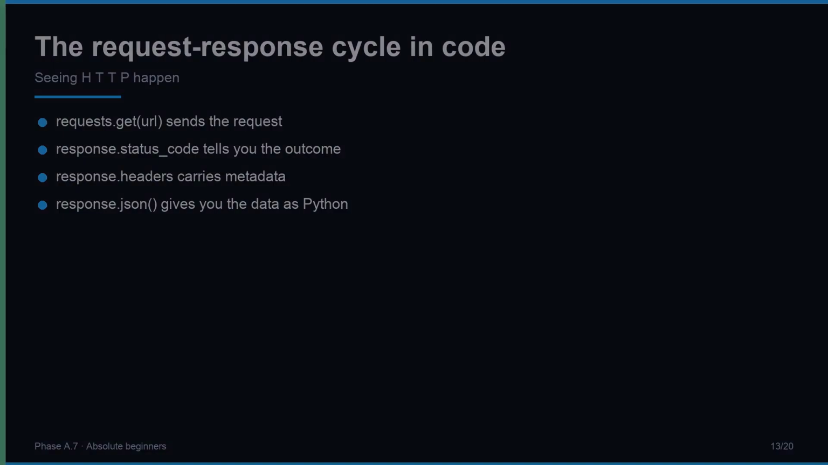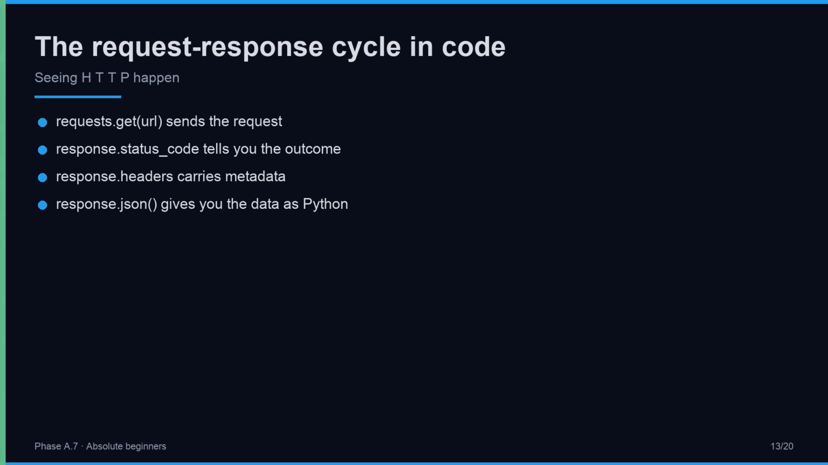Pick what you need. Notice how the HTTP rules from last lesson map directly onto the requests library. The method, GET, is right there in the function name, requests.get. The status code appears as response.status_code. The headers appear as response.headers. The body appears as response.text for raw text, or response.json() for parsed Python data. Every part of HTTP you learned has a matching attribute on the response object.